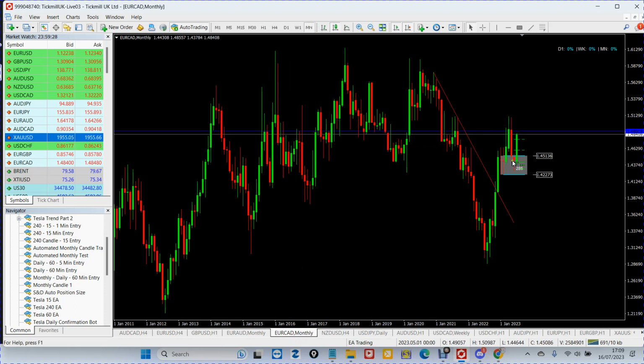Rally, base, rally. So on the monthly, demand's in control. It's not quite reached target, so there's still more room for it to go. Hence the breakouts. And then, because we're in the direction trade, the trend, it could still rally up to these highs.